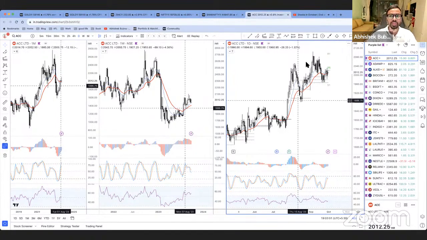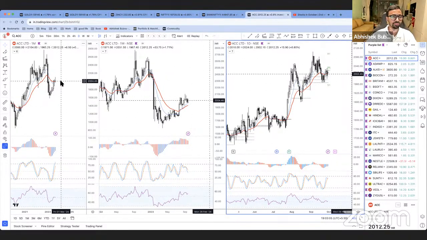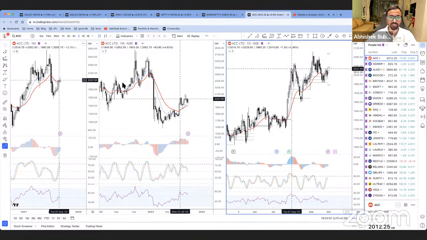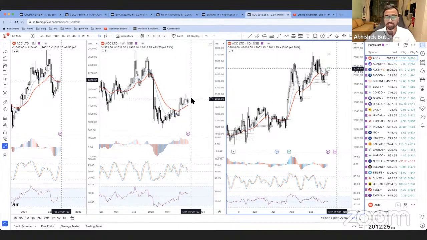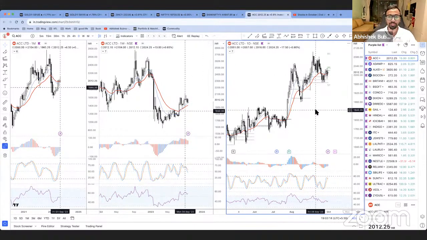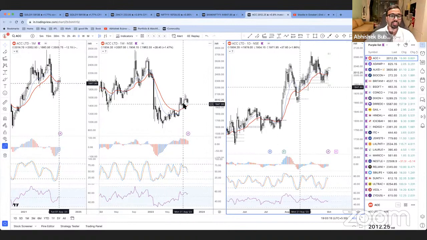So let's begin. First off, we have ACC. This is because, of course, we have end of month. So the monthly candle is over, the weekly candle is over. Monday we have a holiday, so we actually open on Tuesday. So it's going to be a gap up or gap down somewhere on Tuesday, and we're going to take that in our stride.